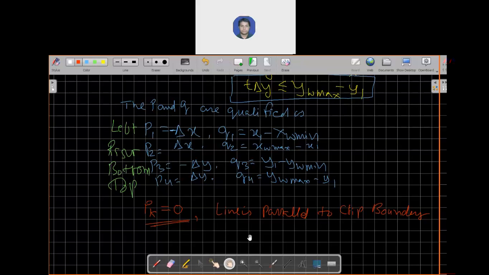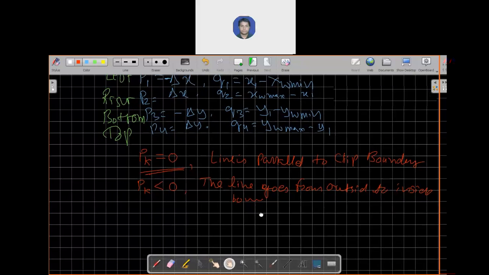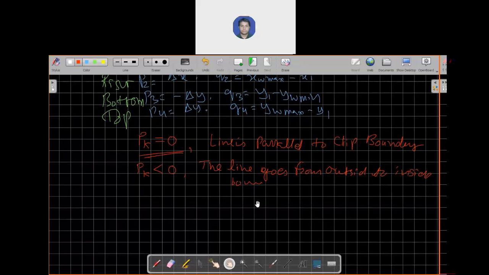If this pk value is less than 0, meaning a negative value, then the given line goes from outside to inside your boundary or clip window. It is entering the clip window. It is coming from outside and entering your clip boundary.